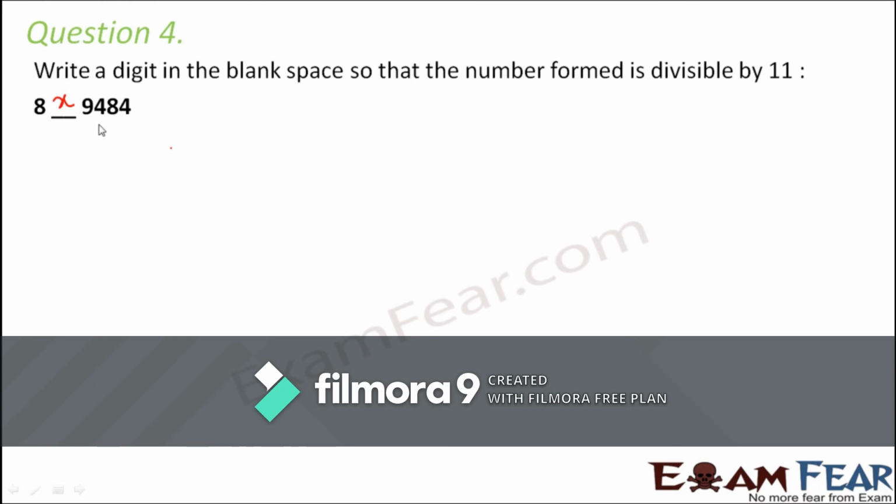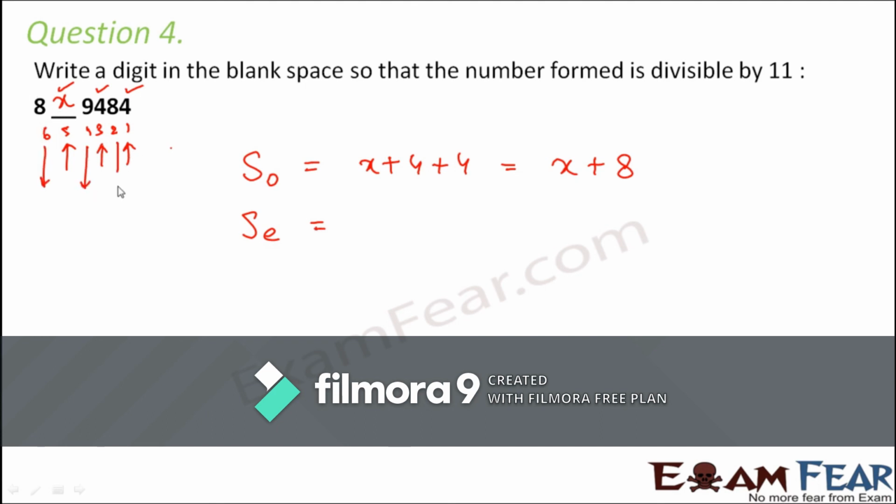So let us first find out the position of the digits. 1, 2, 3, 4, 5 and 6. These are the odd positions. So the sum of the digits in the odd places would be x, 4 and 4, so x plus 4 plus 4, that would be x plus 8. Similarly, the sum of the digits at even places, that would be equal to these positions 6, 4 and 2. That is, it would be 8, 9 and 8. So 8 plus 9 plus 8, this would be 25.